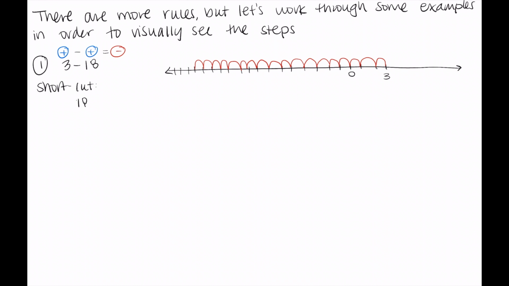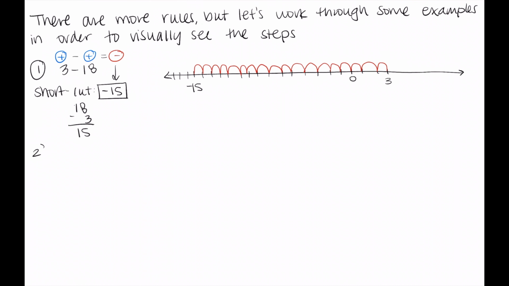The other way that we can do this is using the shortcut method. 3 minus 18, we know our answer is going to be negative, but we can also just subtract 18 minus 3 and make that answer negative. If that's confusing, don't worry about it, just use the number line. But both ways will show us that the answer for number 1 is negative 15.